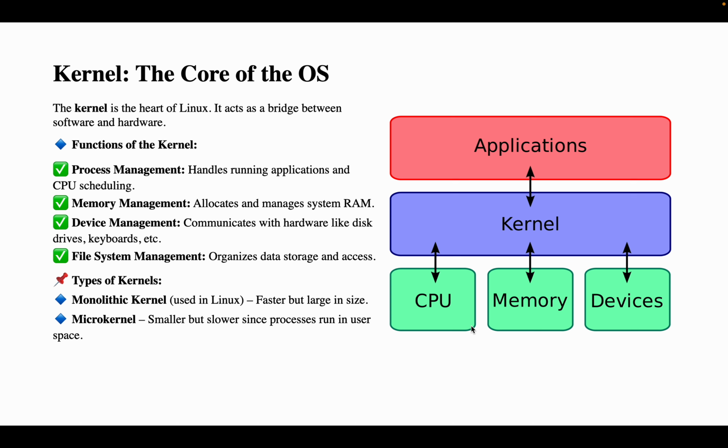Coming to monolithic kernels and microkernels: Linux uses a monolithic kernel, which is faster but larger in size. A microkernel is smaller but slower, since processes run in user space. So monolithic is large in size, micro is smaller.